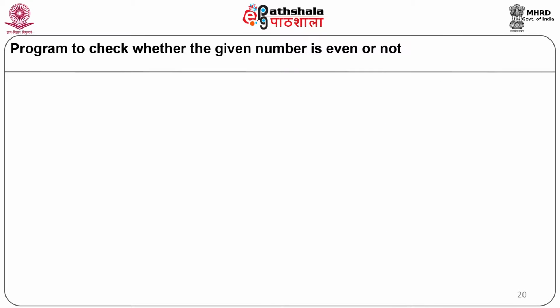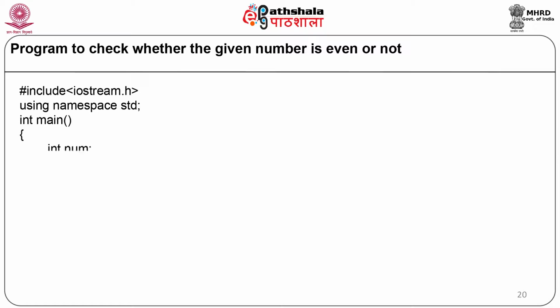Now let us see one more program to check whether the given number is even or not. We will start with the program: #include <iostream.h>, using namespace std. Integer main, the start of the main function. Here we will declare one variable as integer num. We will display the message to the user as cout << "Enter a number". We will take the input from the user as cin >> num.